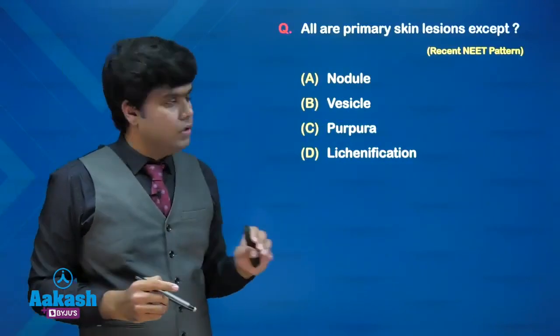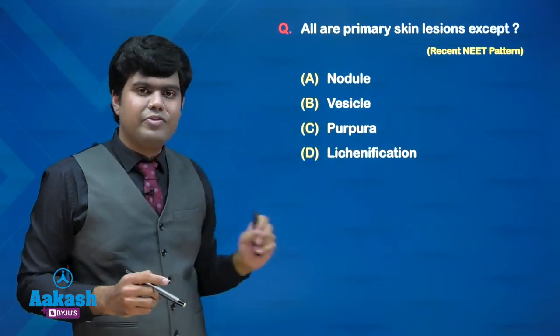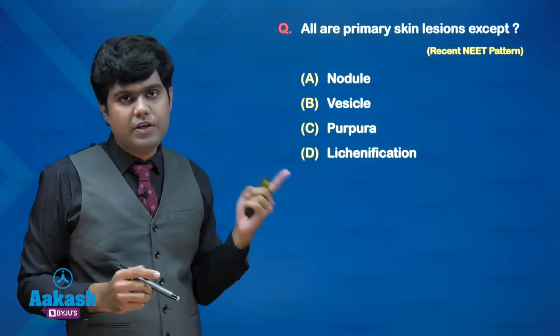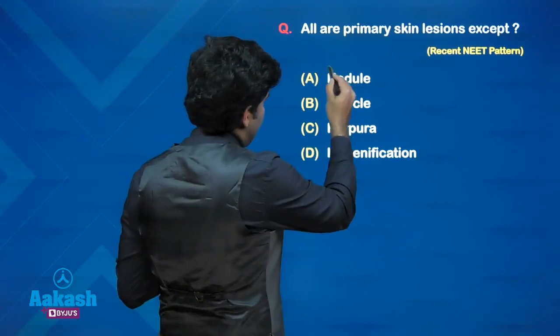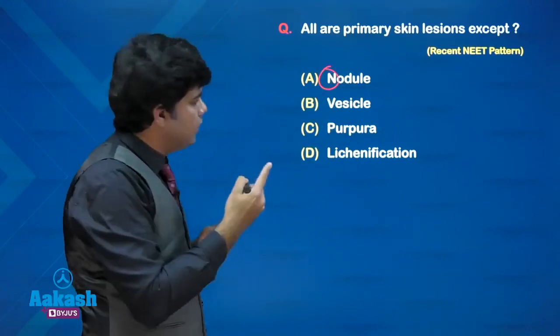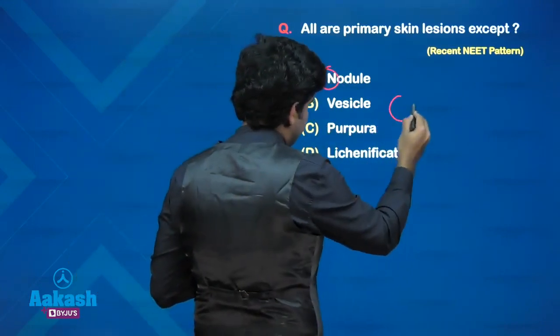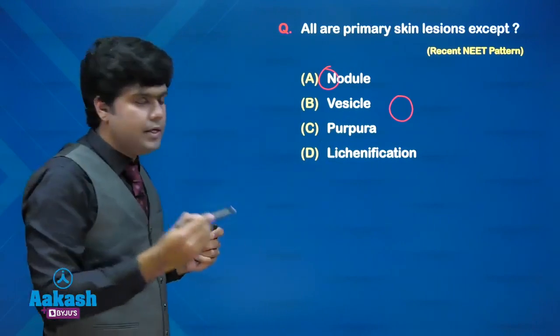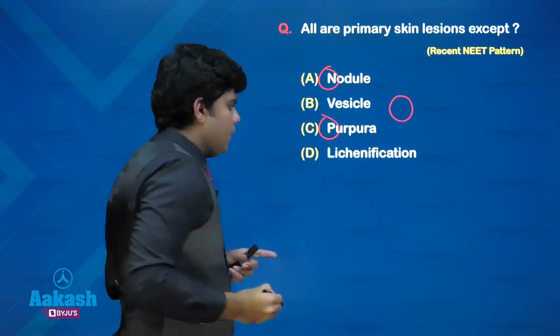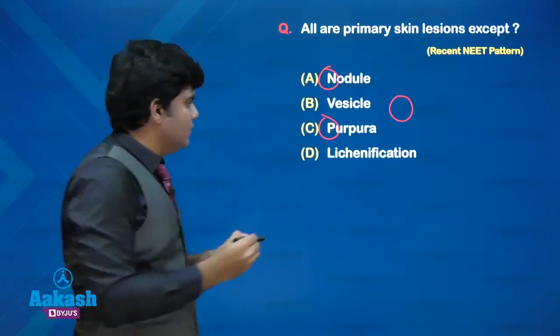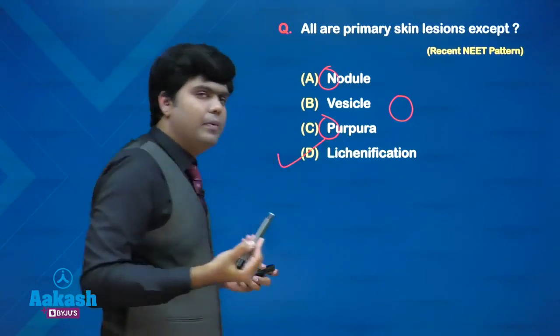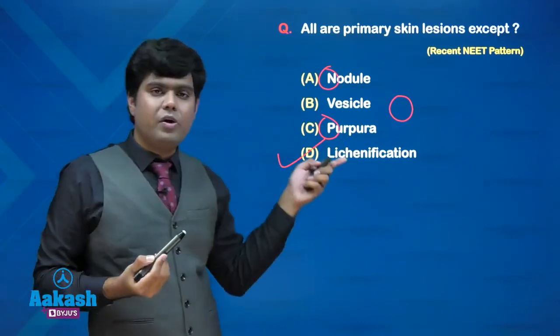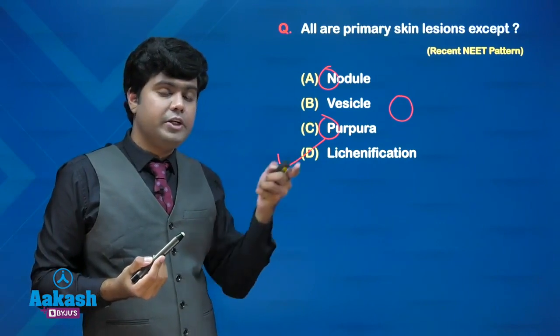Okay, let us solve. All the following are primary skin lesions except. So in primary school we say MNOP. So N is here. O is the shape of vesicle or bulla, M and O. P we have purpura. What about lichenification? So here the answer is lichenification. It becomes very simple. Otherwise you have to keep on recalling what was the answer, what did I read.